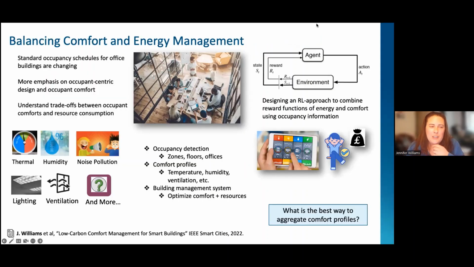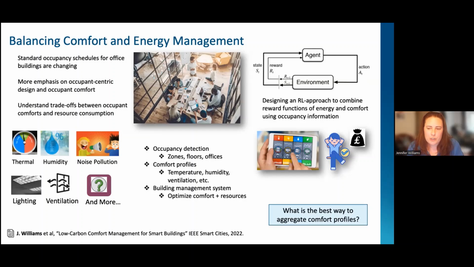So when we look at incorporating audio services into energy management, what we're trying to do is capture occupancy and activity detection within a space. One of the challenges with buildings right now is that the standard occupancy schedules for offices especially are changing. And more emphasis has been put on occupant-centric design and occupant comfort. So what we're looking at in Southampton is to understand the trade-offs between occupant comfort and resource consumption.